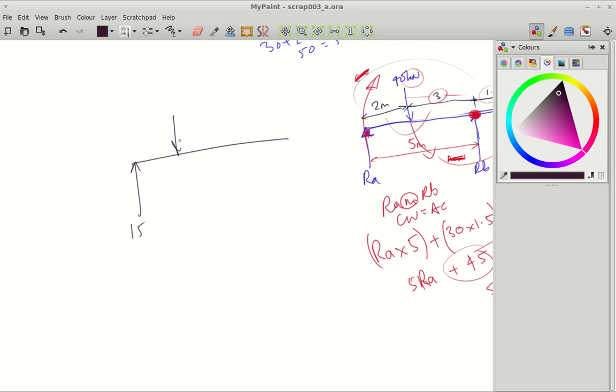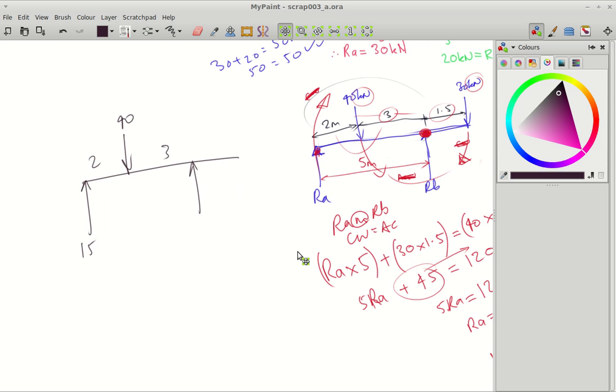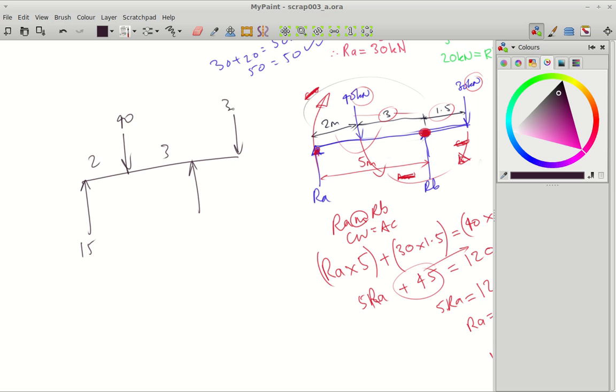We've got 40 kilonewtons acting down, that's 2 meters away. 3 meters to RB. That's 30 kilonewtons acting down, it's 2 meters to that. And RB is 55, that's RA. These are all kilonewtons. To draw a shear force diagram, you have an axis of 0 shear, and then just imagine these being in line.